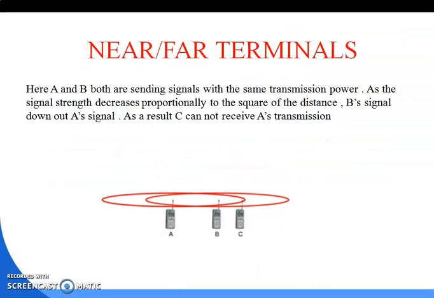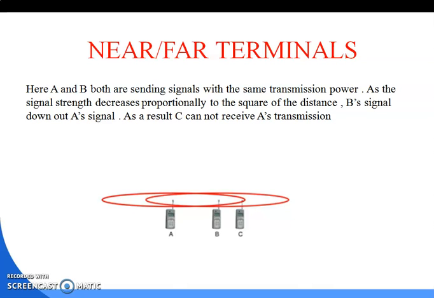Next, another problem is the near and far terminal problem. Here A and B are both sending signals with the same transmission power. As the signal strength decreases proportionally to the square of the distance, B's signal drowns out A's signal, and as a result C cannot receive A's transmission.